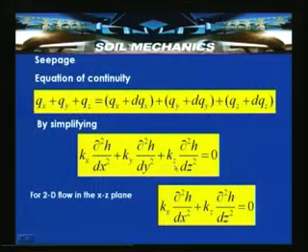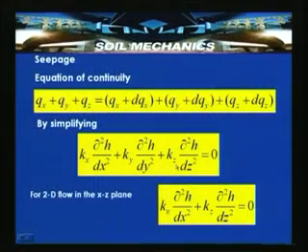Here kx, ky, kz are the coefficients of permeability in the x, y, z directions respectively, and this is a generalized expression. In the isotropic case, where kx is equal to ky is equal to kz is equal to k, not equal to 0, we can say that del square h is equal to 0. That is a simplified way of expressing the Laplace equation.